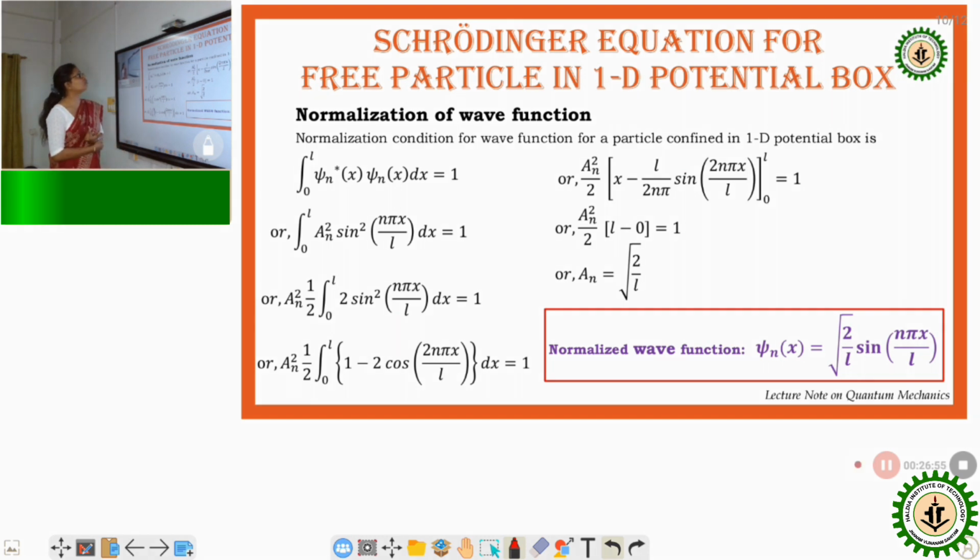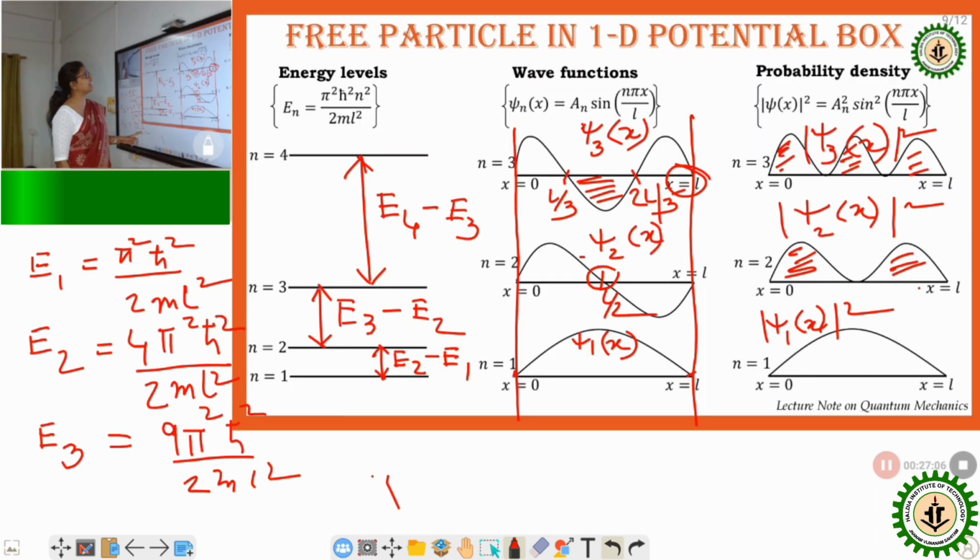Now, how to normalize the wave function for the particle in a one-dimensional box? Why are we doing this normalization? Because we know that our wave function looks like this: A n sin(n pi x by L).